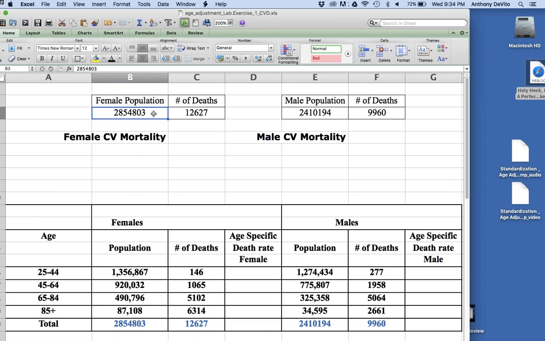Of those 2,800,000 people, there were 12,627 deaths from cardiovascular disease. Now, the rate at which females were dying from cardiovascular disease is equal to the number of deaths divided by the total population. Okay, now, anytime you hear the word rate when we talk about biostatistics, you're really talking about a ratio. So for instance, a rate is how much of one thing happens over how much of something else is going on. A rate could be many things.